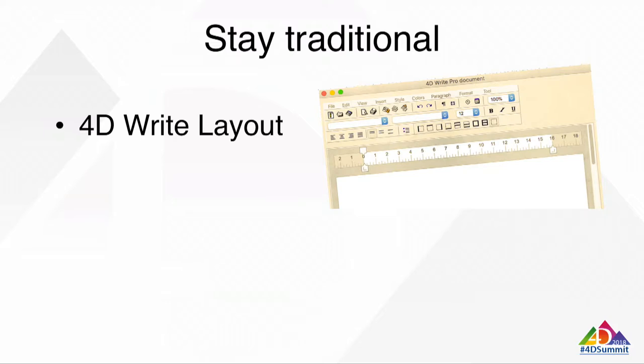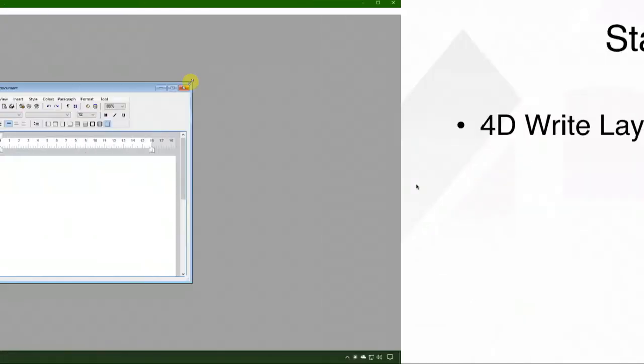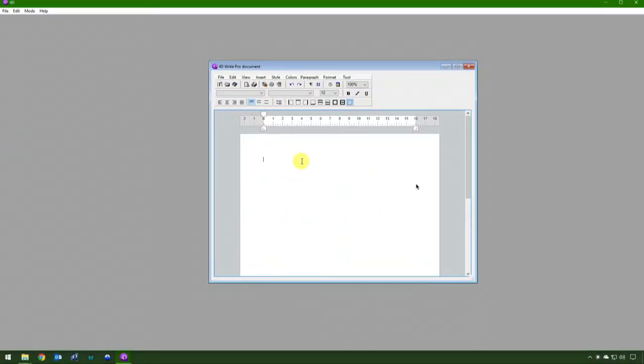So you can set up a transition strategy using the 4D Write legacy layout. And one example that we did for the 4D blog was to recreate the old toolbar. So here you have, the look and feel is very, very similar. So you can change the font, you can change the style, but again, you have different menus.